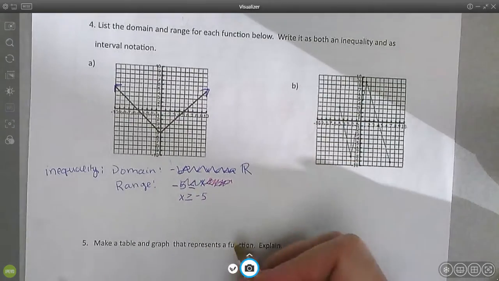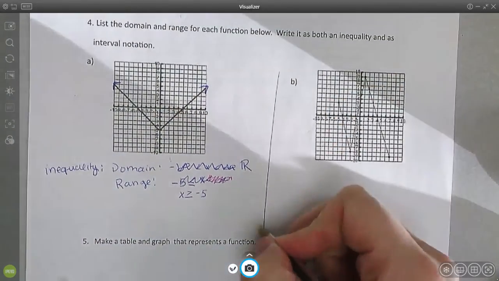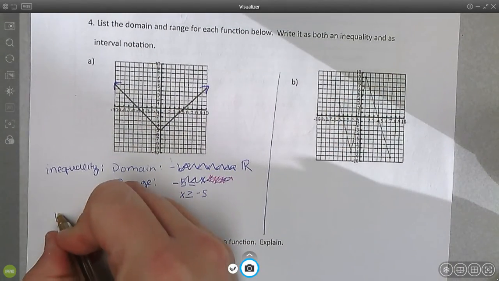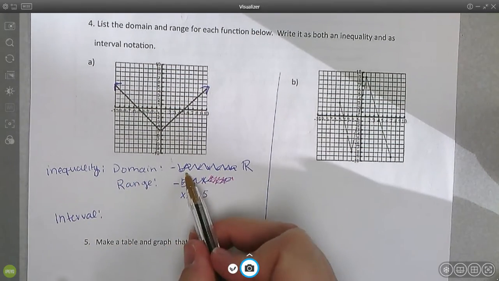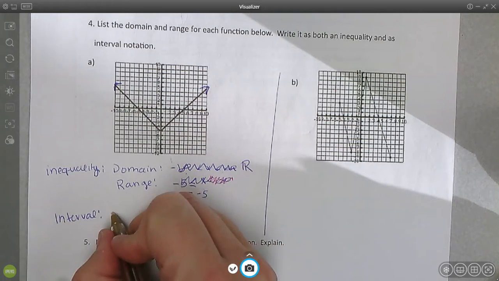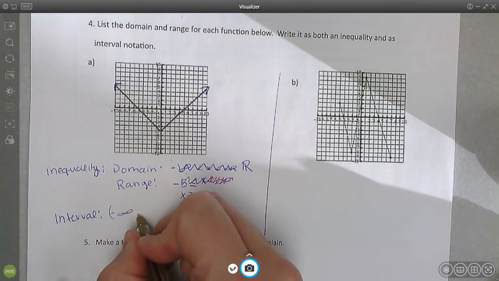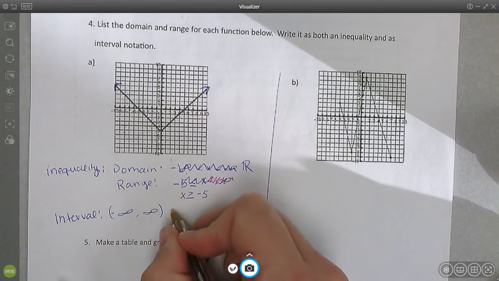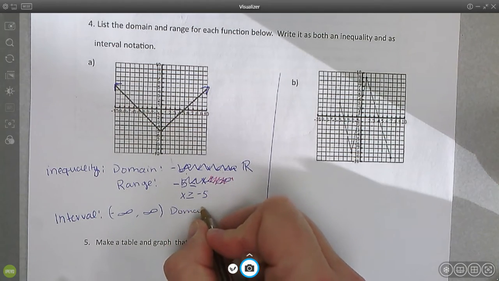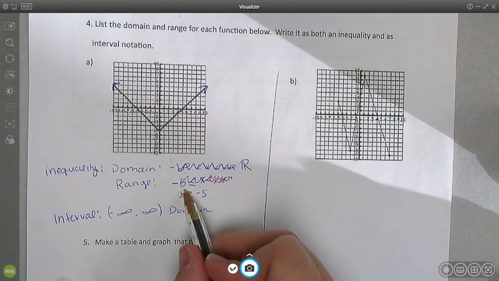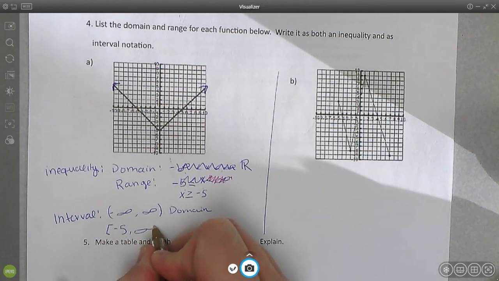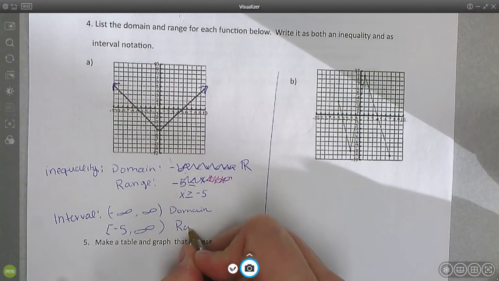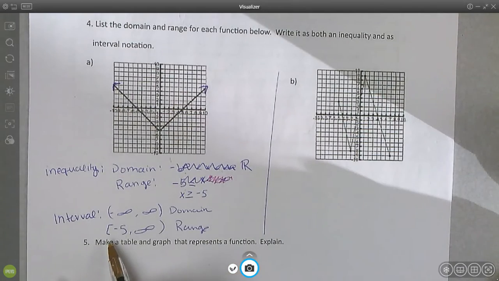So y is greater than or equal to -5. Get rid of that. If we wanted to write this in interval notation, it's going from negative infinity to infinity. So negative infinity to infinity, and that was your domain. And then our range was going from -5 to infinity. So -5 to infinity, that was our range. And I'm using a square bracket here because you had the equal sign.